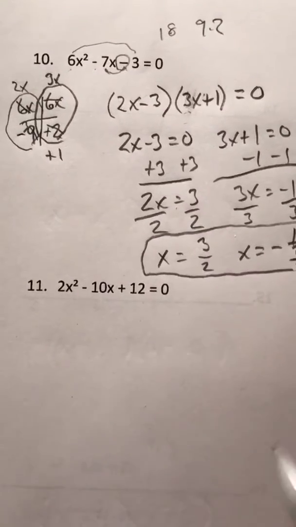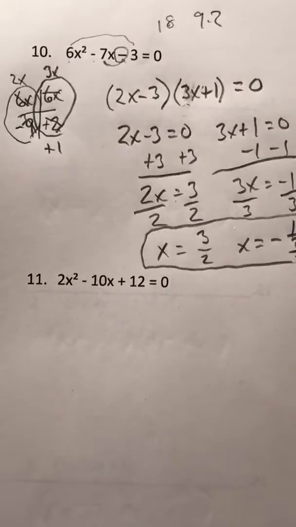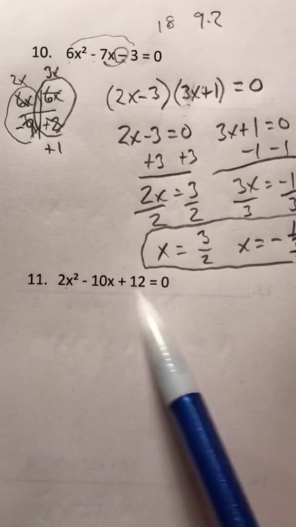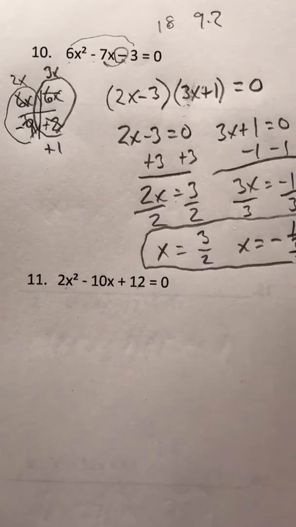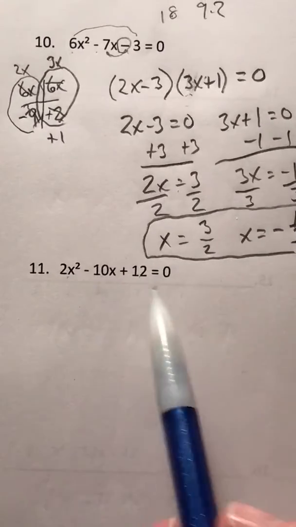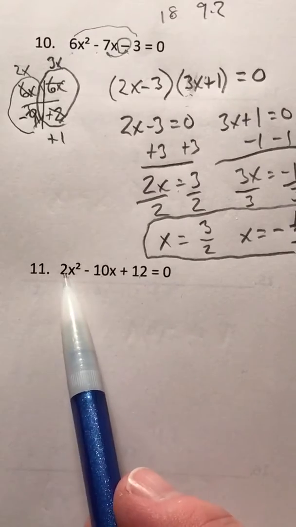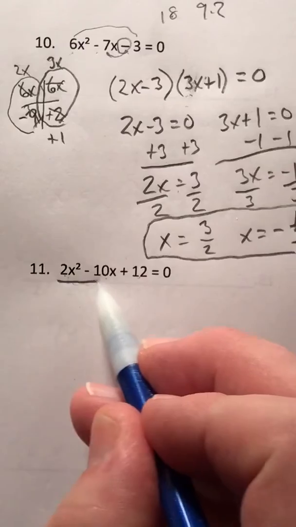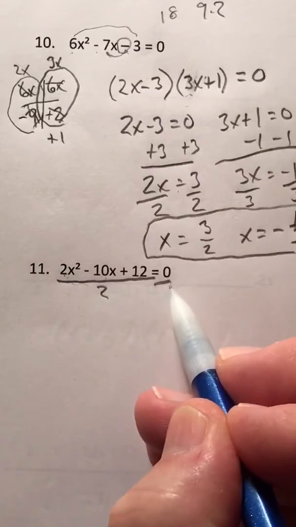All right. Now, number 11 gives us a good one to look at because these are all divisible by 2. So you can actually make some of these problems a little bit easier by dividing them by the same number. So 2 is divisible, 10 is divisible by 2, and 12 is divisible by 2. So what we're going to do is make this problem easier. Divide both sides by 2.